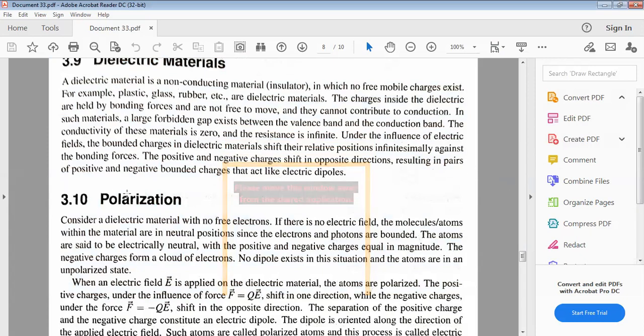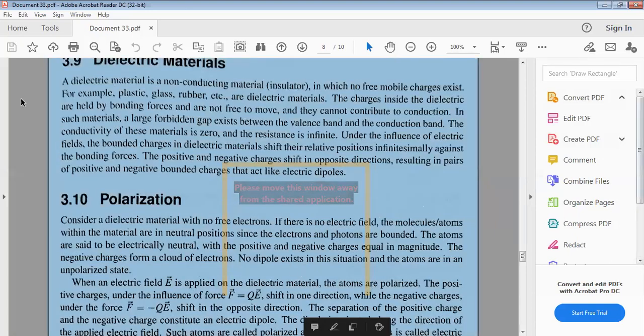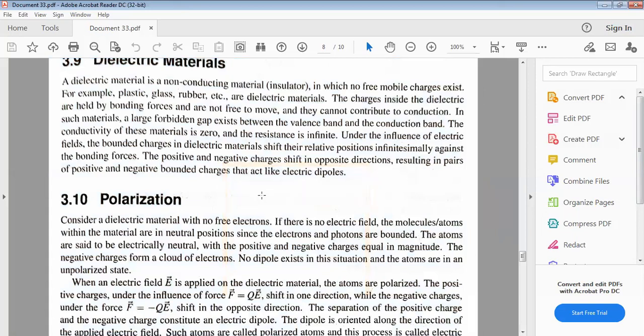Under the influence of the electric field, the bounded charges in dielectric materials shift their relative positions infinitesimally against the bonding forces. The positive and negative charges shift in opposite directions, resulting in pairs of positive and negative bonded charges that act like an electric dipole. Did you get it? This is how the dipoles are formed.